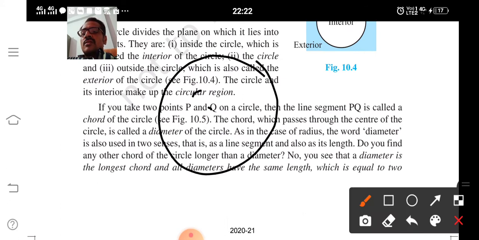Now, simple. The fixed point from which the circle is drawn is called the center. The distance from the center to any point of the circle is called the radius. Now this is the new term. The line segment joining any two points of the circle is called a chord. See, this definition can be asked in the exam.